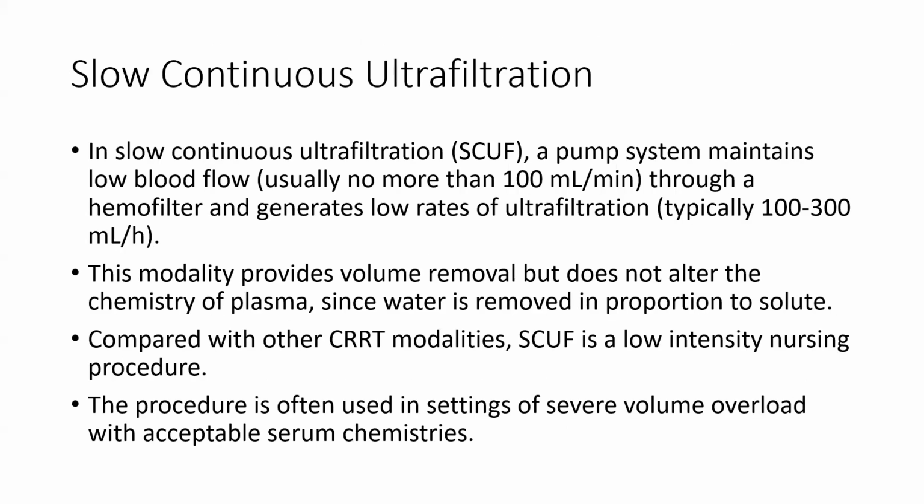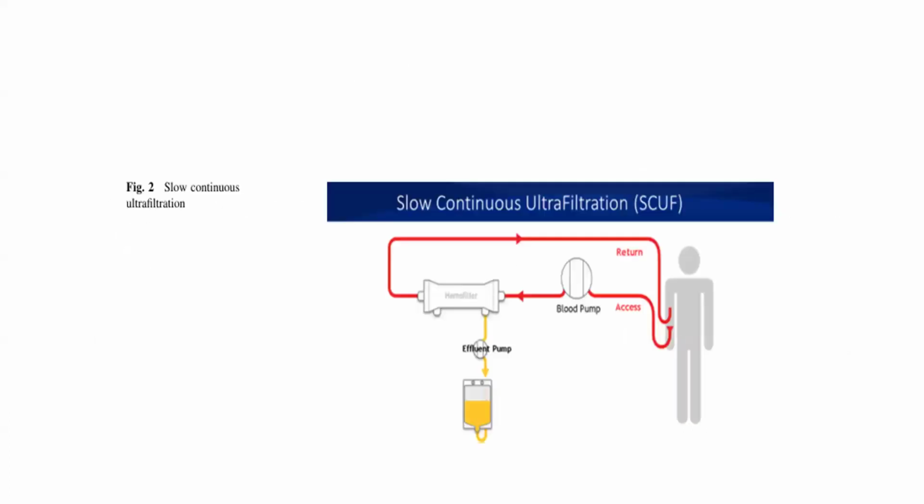Now, in slow continuous ultrafiltration, that is SCUF, a pump system maintains a low blood flow through the hemofilter and generates a low rate of ultrafiltration, typically 100 to 300 ml per hour. This modality provides volume removal but does not alter the chemistry of plasma, since water is removed in proportion to the solute. Compared to the other CRRT modalities, SCUF is a low intensity nursing procedure, and it is often used in the setting of severe volume overload with acceptable serum chemistries. This is the diagrammatic representation of slow continuous ultrafiltration.